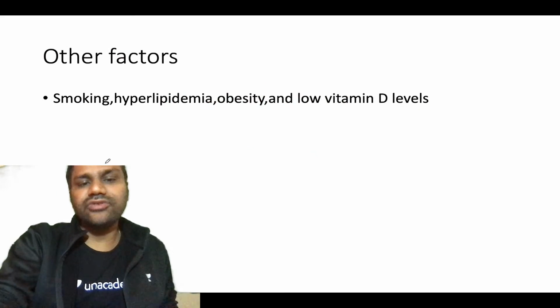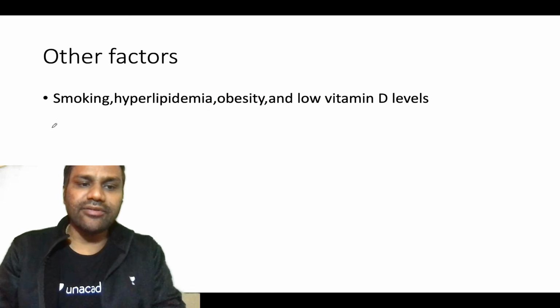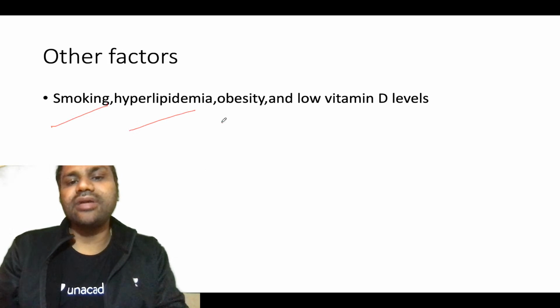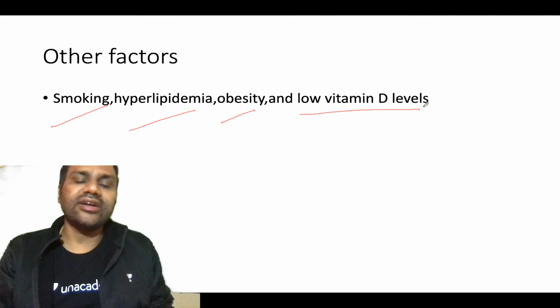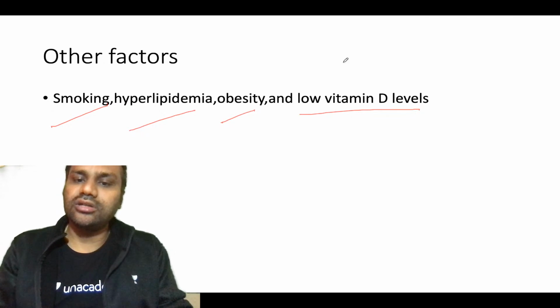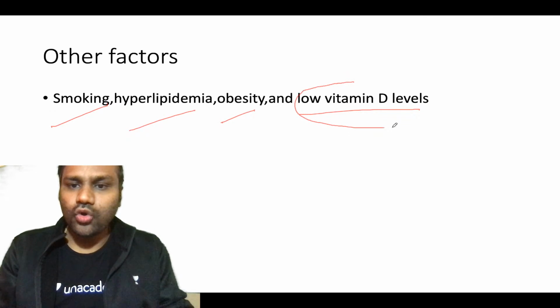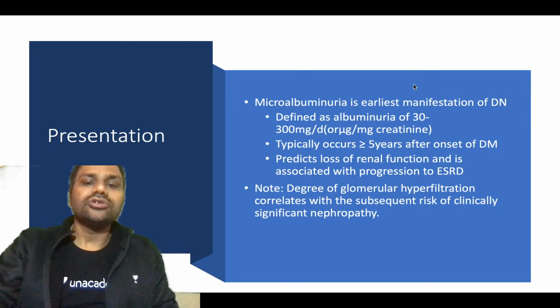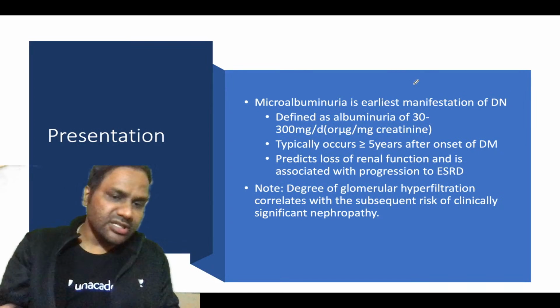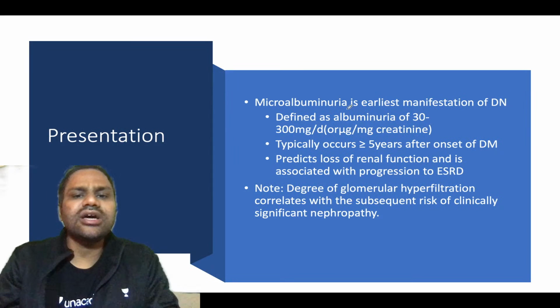Now other factors which can result in diabetic nephropathy are smoking, hyperlipidemia, obesity, and low vitamin D levels. So these are other factors responsible for diabetic nephropathy. Remember, low vitamin D level can be asked in your exam. So now how do they present? Very much important. There are so many MCQs asked over here.